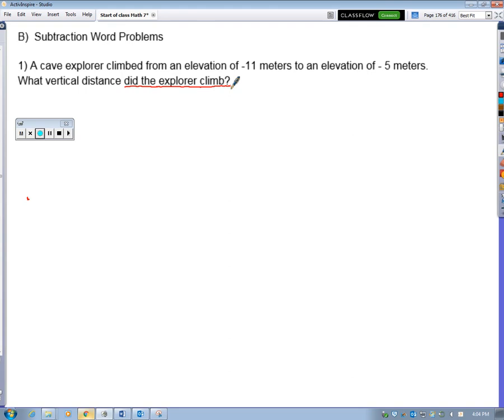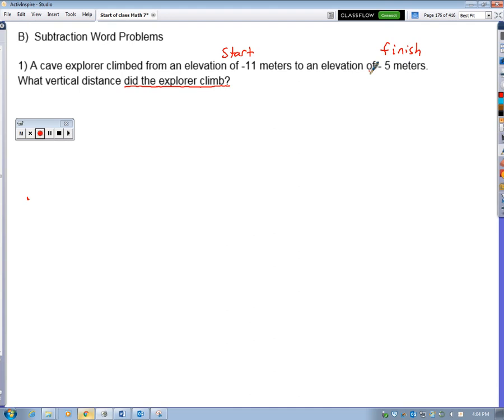Alright, this is a start and finish problem because see, it tells you he climbed from this elevation. So he's starting here. Here is our start. He started here and then he got to an elevation of negative 5 meters. So this is our finish. He started here and that's our finish. Okay, it looks kind of like an addition problem, but it is a little bit different because we have a start and we have a finish. Let me show you what I mean.